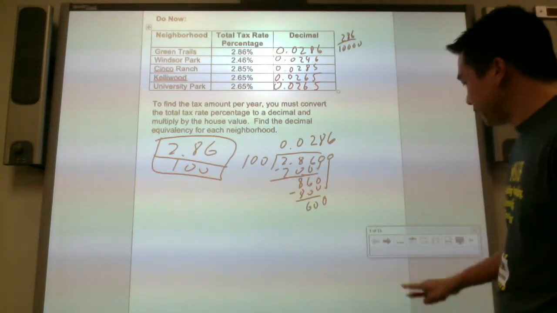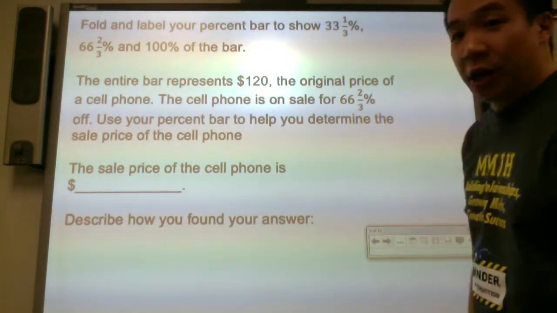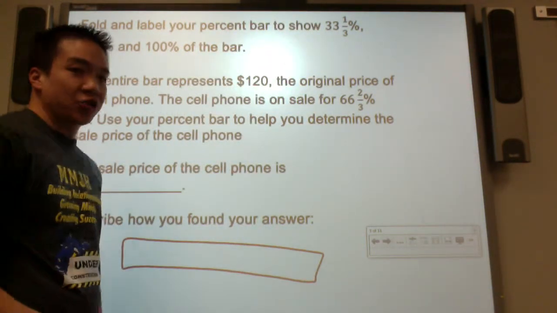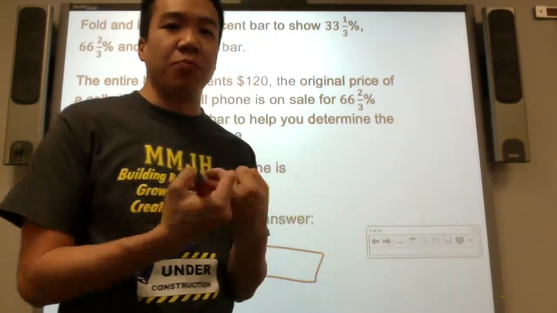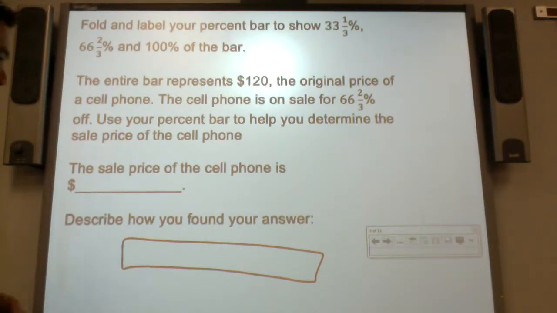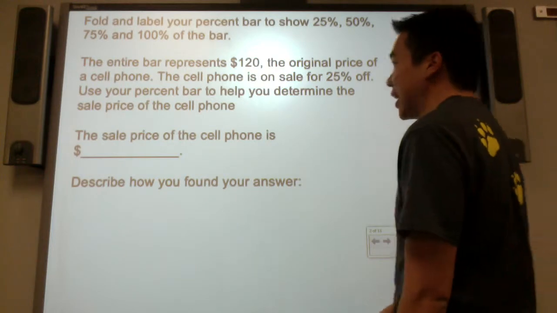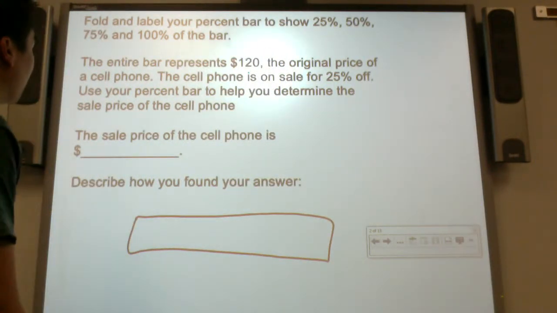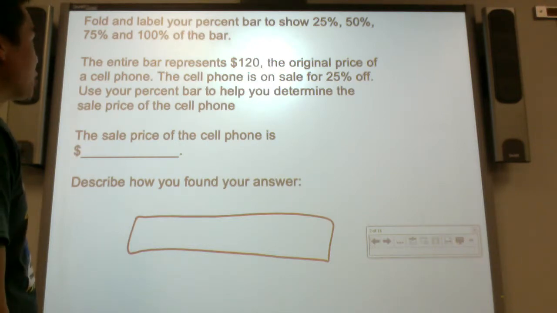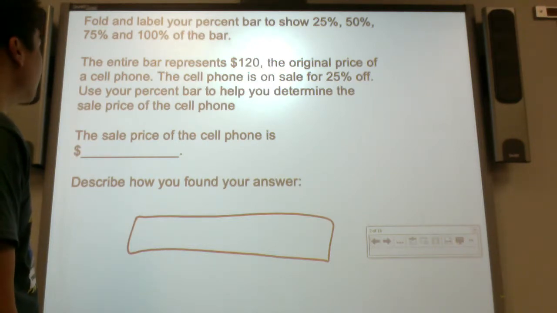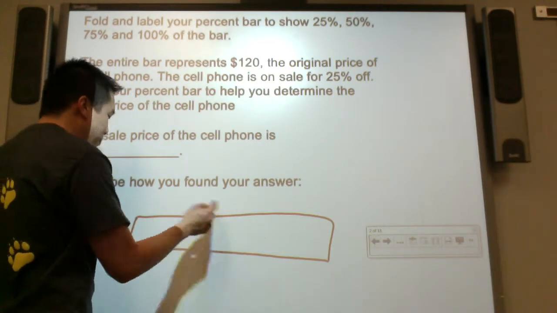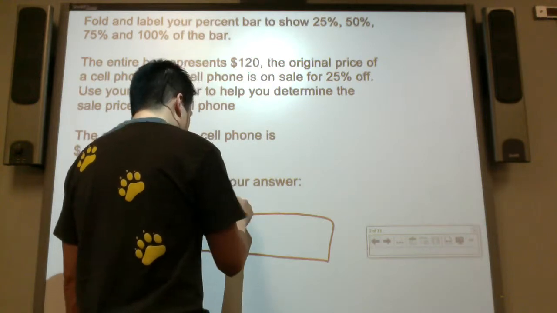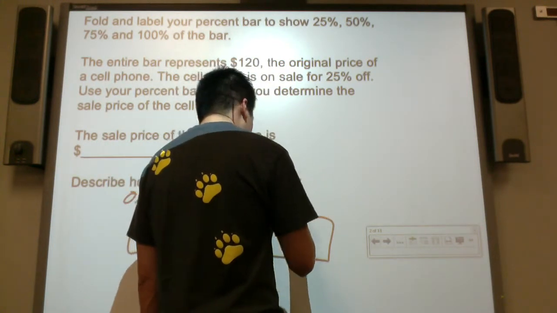All right, so let's go. I'm going to use models here. During class, we will actually get paper and we'll be folding it into parts. But for this one, we don't have paper to fold. I think I skipped way too many slides. So let's go to here, much better. So you have a model. Fold and label your percent bar to show 25%, 50%, 75%, and 100%. So here is a bar. So we have 0%, 25%, 50%, 75%, and 100%.